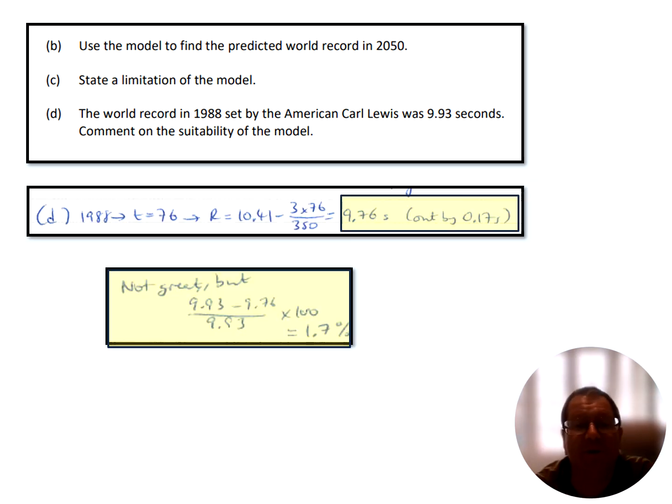Now finally, we're using some actual data: the American Carl Lewis set a world record in 1988 of 9.93 seconds. If we use 1988, it tells us that t is 76. When we substitute that in, we get 9.76 seconds. Now, we're only talking about data between 10 and 9.51, so that's actually quite a big discrepancy, really, isn't it? It's 0.17 seconds. It's only 1.7%. Having said that, if we're only looking at times between 10 and 9.51, you would presumably expect it to be closer than 0.17 seconds if it was a good model.